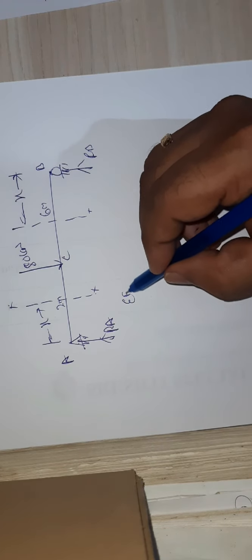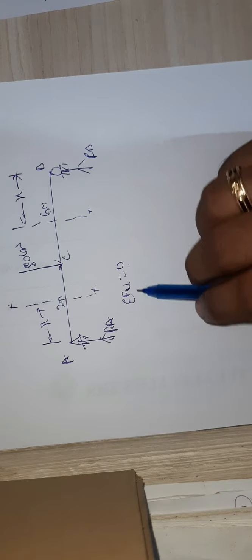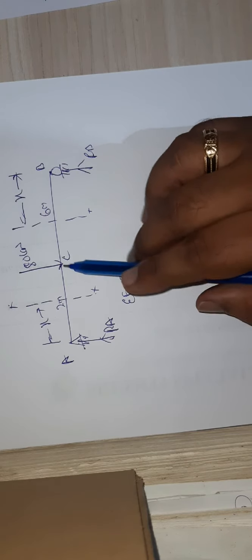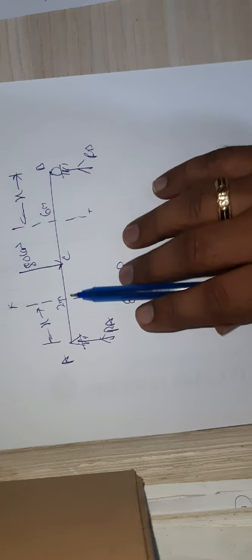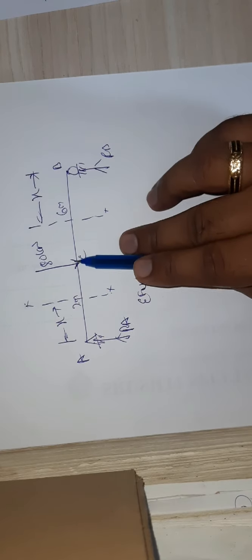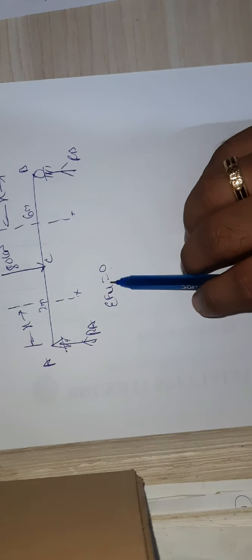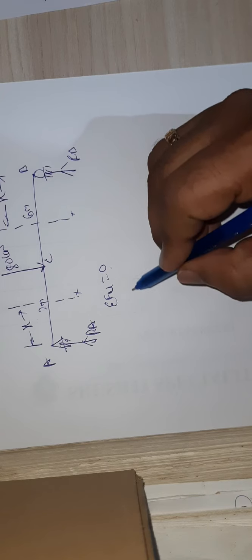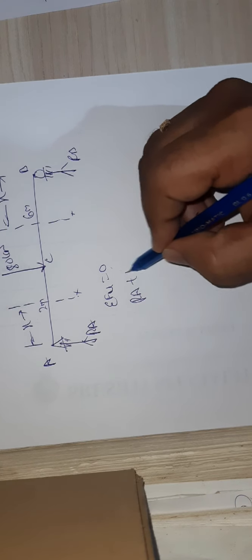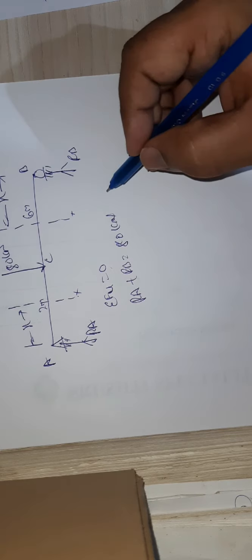How can you find the reactions? By using the equilibrium condition, sigma Fy equals to 0. Compared to the previous example, this is not a symmetrical one. This is 2 meter here, and 6 meter from here, so it is not symmetrical. Use equilibrium conditions to find the reactions. Sigma Fy equals to 0: RA plus RB equals 80 kilonewtons.